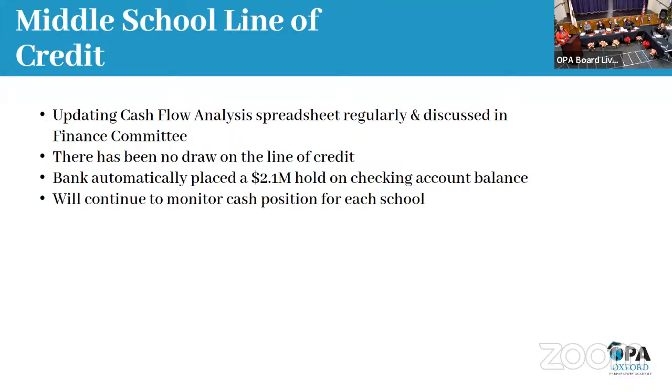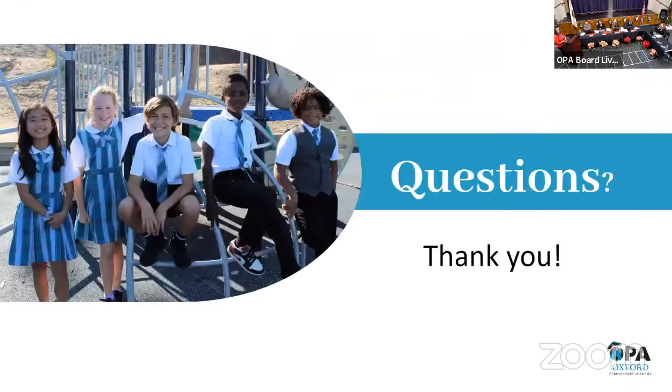Currently, there has been no draw on this line of credit. The bank automatically placed a 2.1 million hold on our checking account balance, and we will continue to monitor cash position for each school. So, yes. Any other questions?